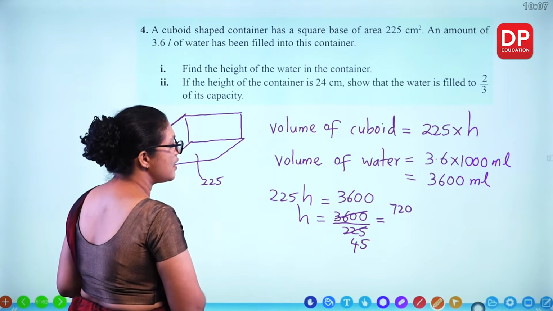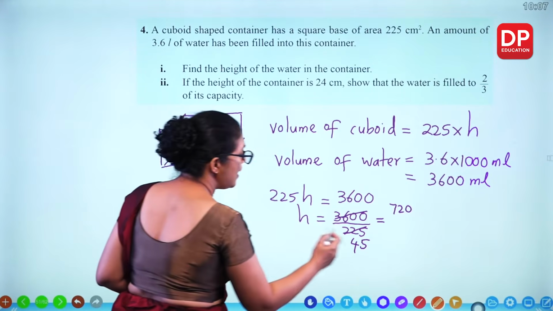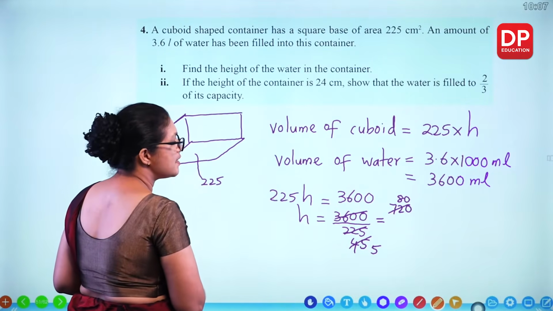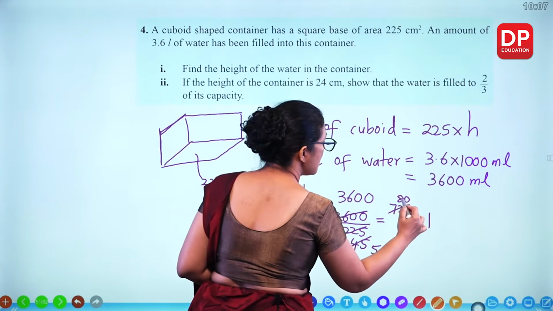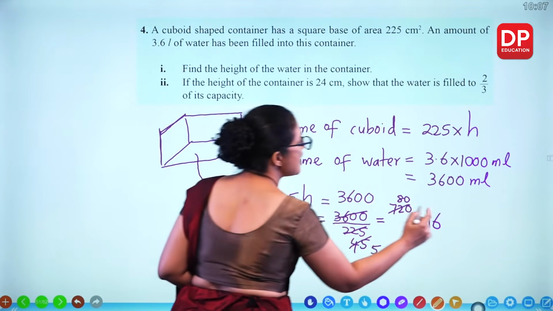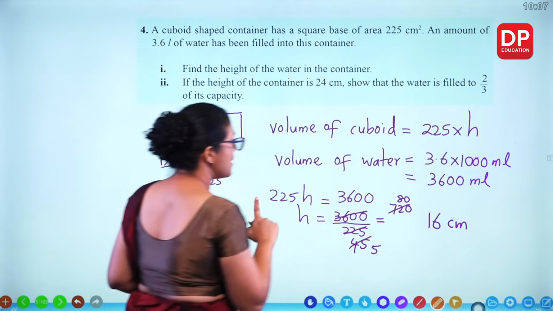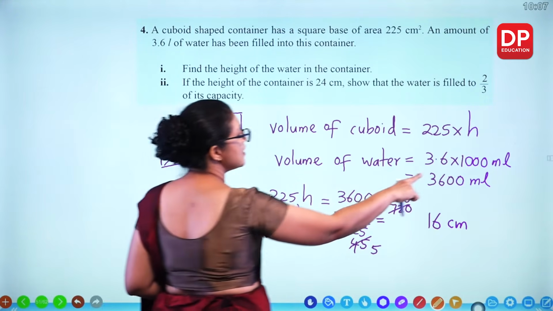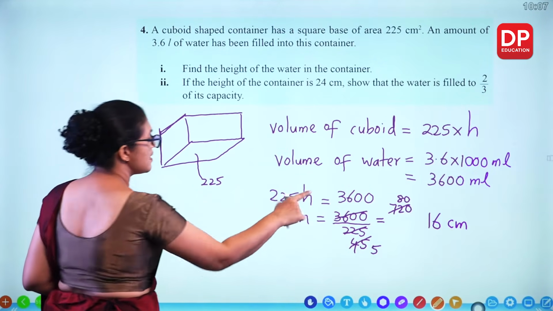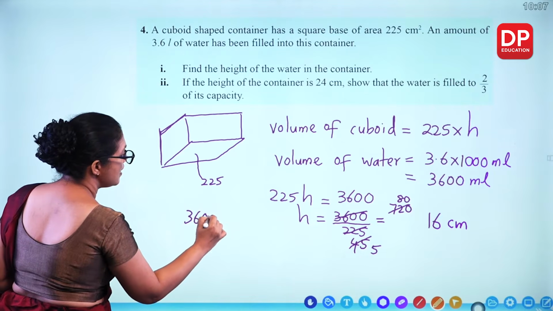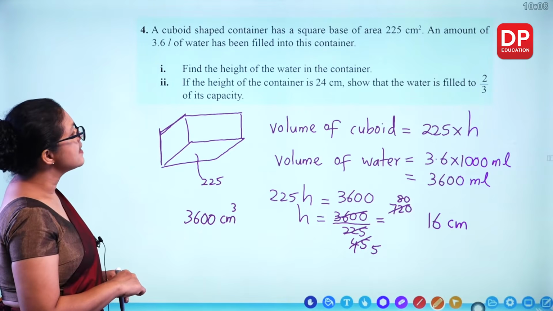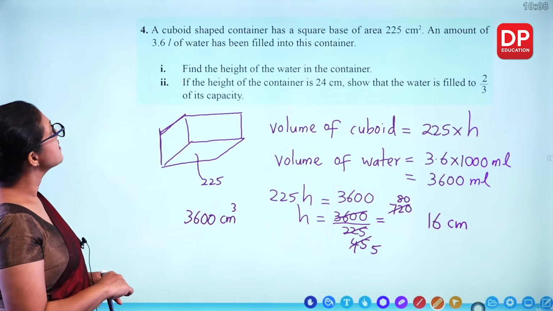720. Again, you can divide by 9. 9 times 5, 9 times 8. So 80 divided by 5, you get 16, and for 30, that's 6. 16 centimeters, because this is cubic centimeters and milliliters, both are the same. So this is 3600 cubic centimeters of water. So the height is 16 centimeters.